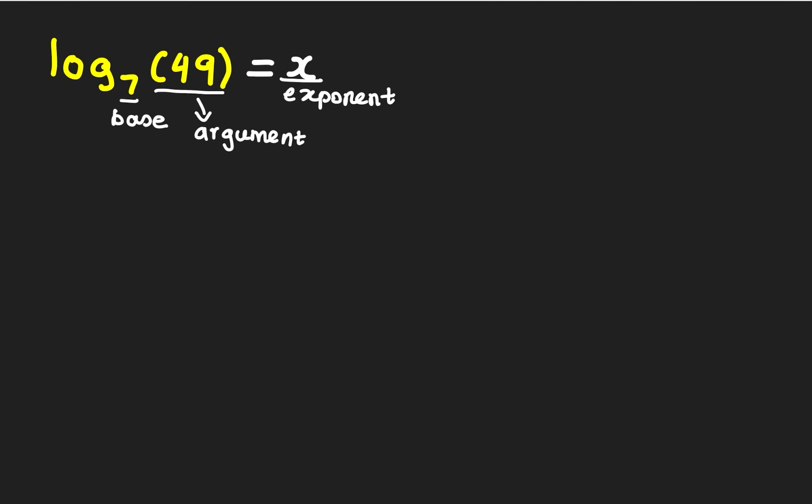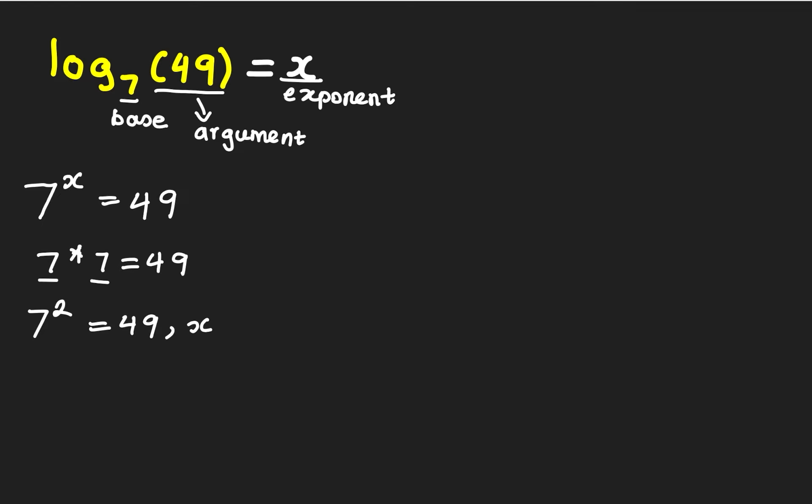Now let's put this in the format. So we have the base to the power of the exponent equates to the argument, and as we know, 7 times 7 is 49. That means 7 power 2 equates to 49, so x is 2. Alright, that's our first example, and that seemed pretty good. Let's go for the next step onwards.